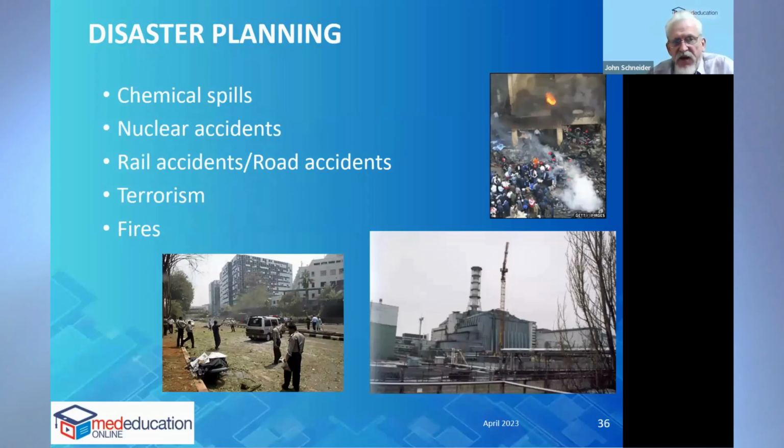Disaster planning, things that we're looking at: chemical spills, nuclear accidents, rail accidents, road accidents, terrorism and fire. All those areas you can get involved with workers. Interestingly enough, the picture in the bottom right-hand side is Chernobyl, and that's an ongoing issue from a disaster occurring in a workplace. Next one.